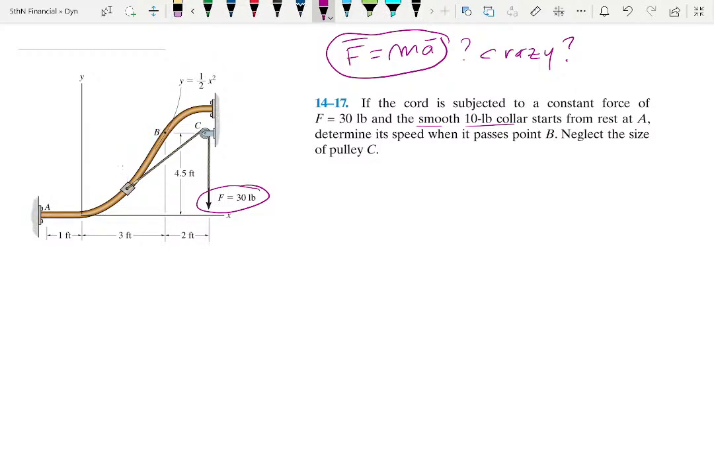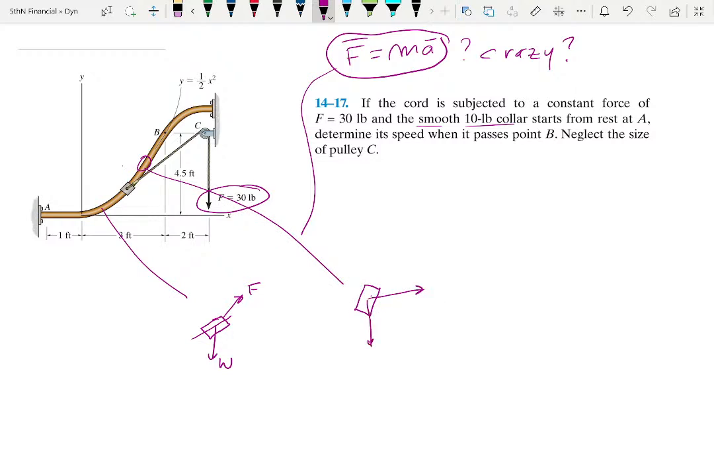If you were going to do this using F equals ma, let's say at this point right here, the collar would sit there going this way, and the force would pull this way, and you'd have a weight this way. But then when you got up around here, the collar's going at a higher angle, the force is coming here, the weight's going down, and then you're going up that way.